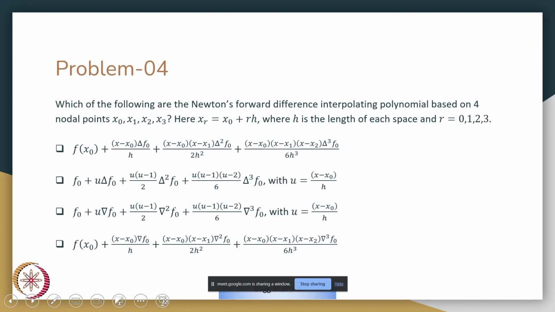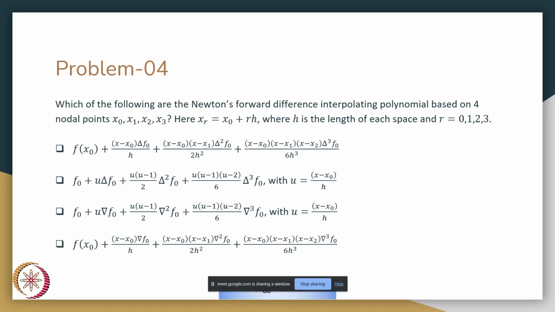Problem number 4. Which of the following are Newton's forward difference interpolating polynomial based on four nodal points x0, x1, x2, x3. Here xr is equal to x0 plus rh, where h is the length of each space and r is an integer varying from 0 to 3.